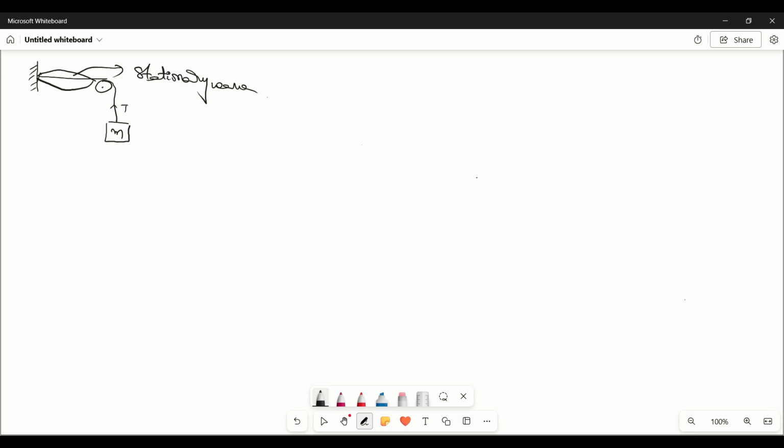Observe that a node has been formed at this endpoint, and in between we have an antinode, as well as a node formed at this location. Remember that a node is a point where the vertical displacement is minimum, whereas an antinode is where the vertical displacement is maximum. So based on antinodes and nodes, a wave will move in the forward direction.